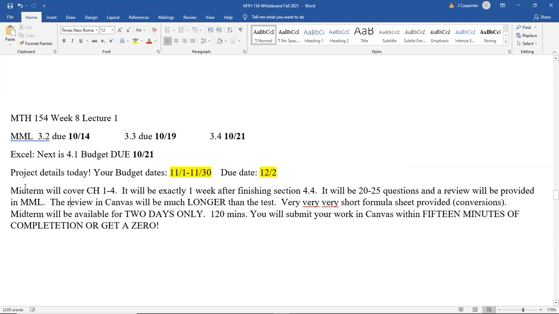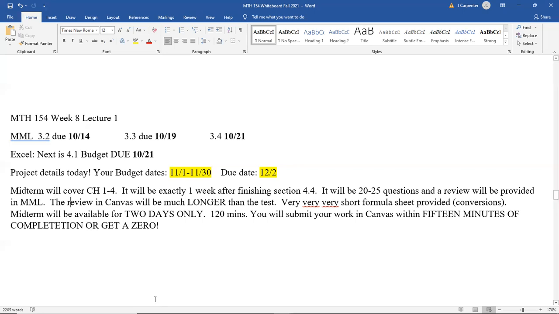The midterm. So the midterm is still probably about two and a half weeks out. As we said in the beginning of the semester, the midterm will cover chapters 1 through 4. Today, we will have finished chapter 3, so we still have one more chapter to finish before the midterm. And remember that I said I'm going to give you about a week between finishing chapter 4 and actually giving you the midterm. So again, the midterm is going to cover the first 4 chapters. It will be exactly 1 week after finishing section 4.4. I won't say exactly 1 week. It might be plus or minus a day just because of how our schedules fall.